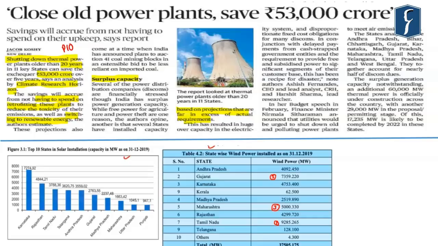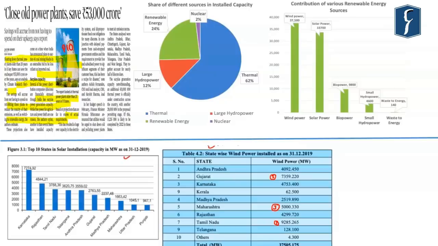Now, as far as this particular article is concerned, from the perspective of the UPSC examination, one would be required to understand various aspects related to the energy sector, such as the contribution of different sources of energy, the ranking of the states in terms of renewable energy, and so on. See, as on April 1st, 2020, the total installed capacity in India was 3.7 lakh megawatt. And out of the different sources of energy, thermal energy accounted for 62% of the installed capacity. This was followed by renewable energy which accounted for 24%. So the total installed capacity of renewable energy is around 87,000 megawatt.